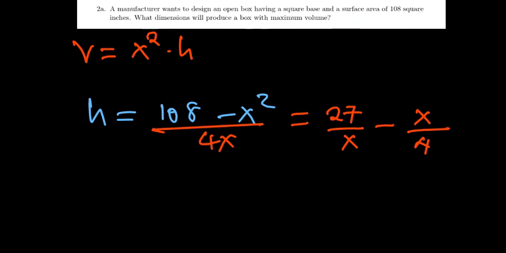Now we are going to substitute in the equation. So where we have h, we'll just put our 27 over x.